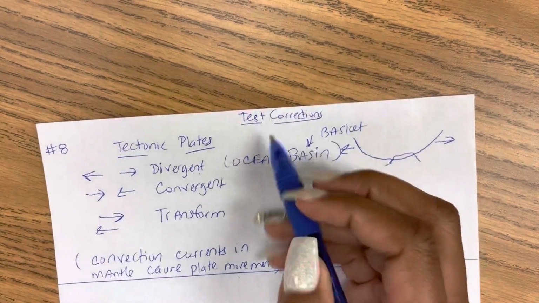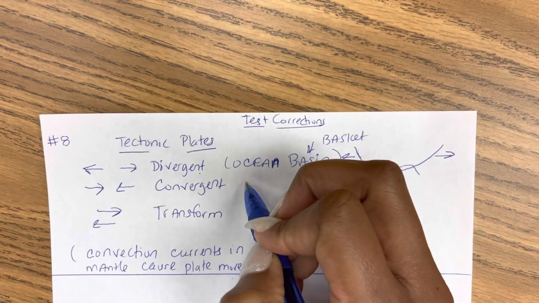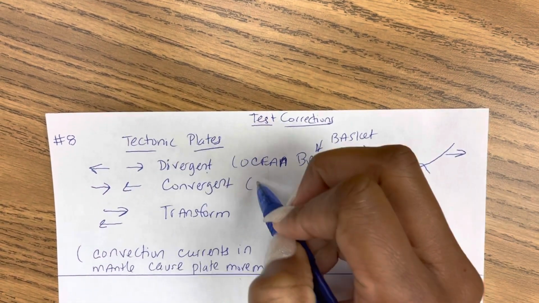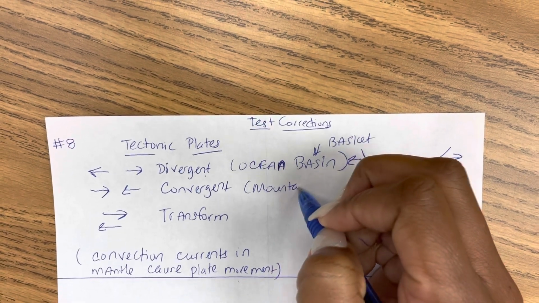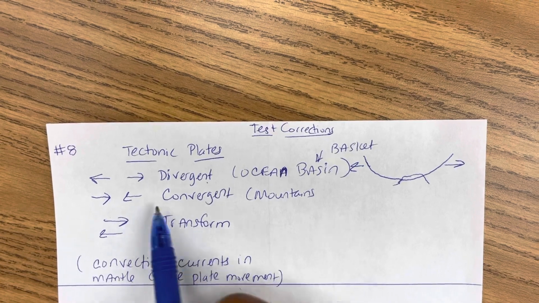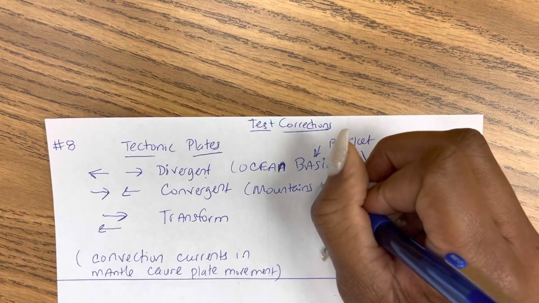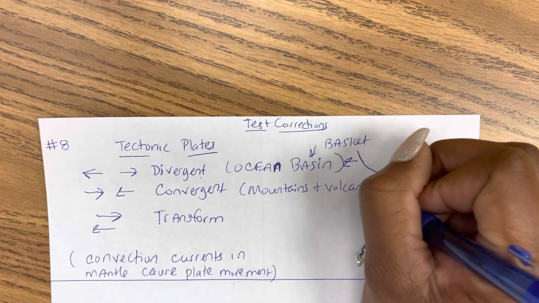Now let's talk about what happens as a result of convergent boundaries. So for convergent boundaries, we know that we have mountains when the plates are coming together and colliding with one another. We know that mountains form, okay? And we also know that volcanoes form.